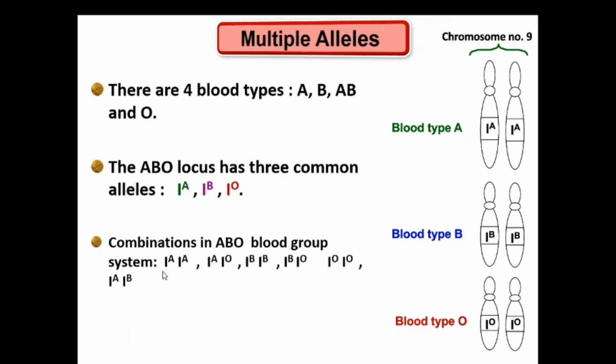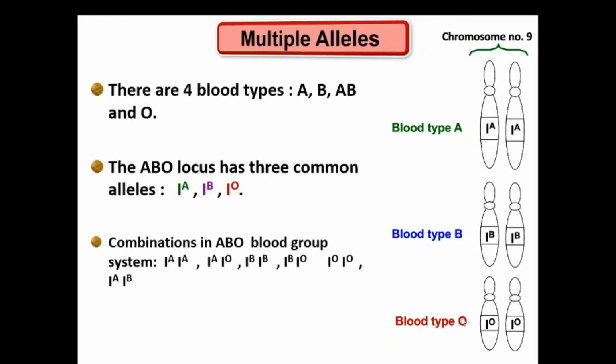In the ABO blood group system, you will find six different genotypes: IAIA, IAIO, IBIB, IBIO, IOIO, or IAIB. IAIA and IAIO result in the same blood type, which is blood type A. Meanwhile, the possible genotypes for individuals with blood type B would be IBIB, or they can also have the genotype IBIO.